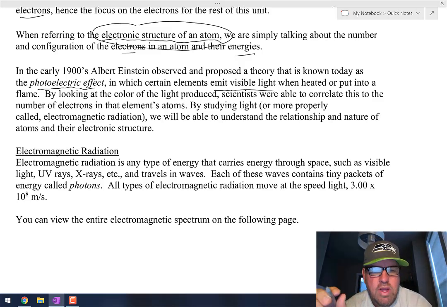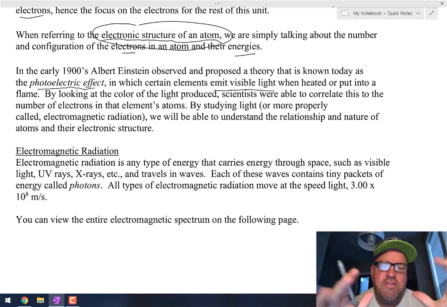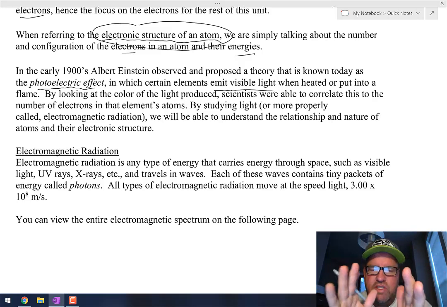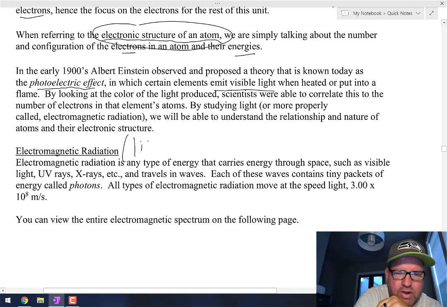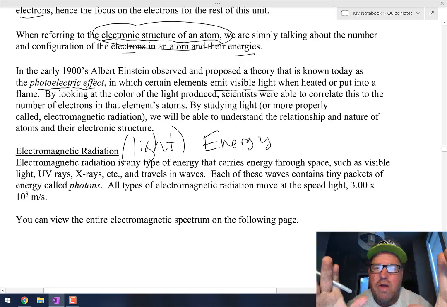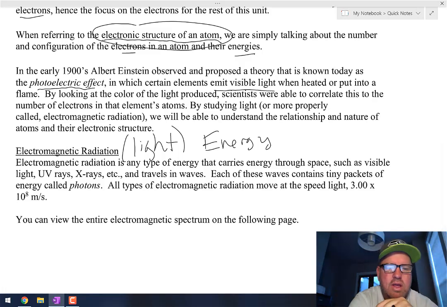So let's talk a little bit about light. Now, again, the fancy term for light is what's called electromagnetic radiation. Okay, that's just a fancy word for when energy travels through space, whether it's visible light or other types of light. To me, another word for electromagnetic radiation is light. Another way to think about it is it's just energy. Remember, that's the one thing that's not matter. When we talk about what's matter and what's not matter, the one thing we said that wasn't matter was energy.